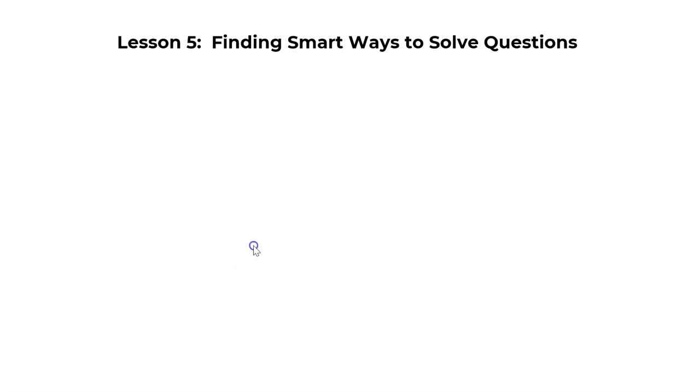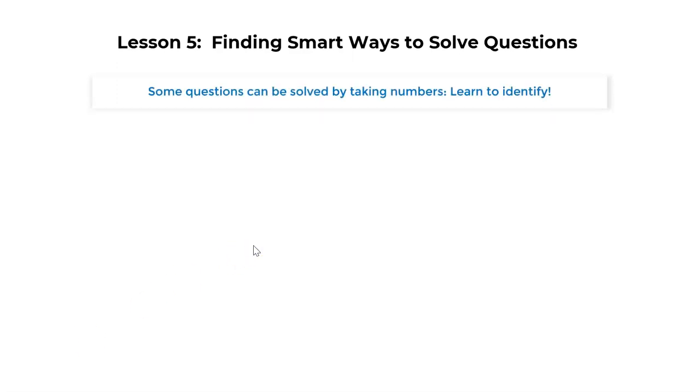So in short, what I'm trying to say here is that there are certain questions which can be solved by taking numbers. It's a good thing to at least be able to identify those questions, so that in the worst case scenario, if you don't know how to approach the question using conceptual knowledge, then at least we can take numbers and solve the question quickly and get the answer. But please don't substitute number taking as a primary method for the conceptual method of solving a question.